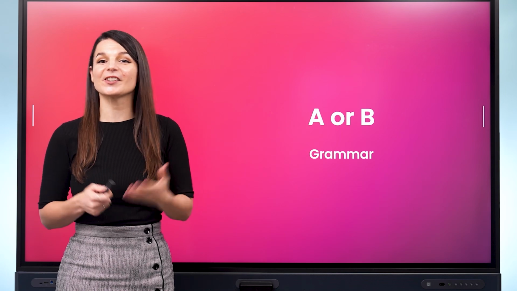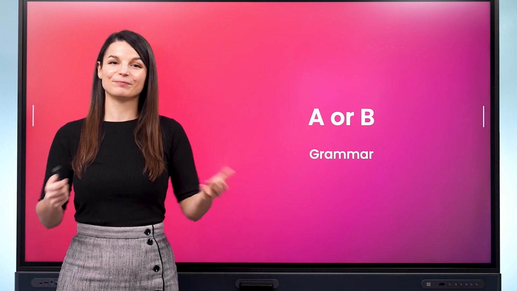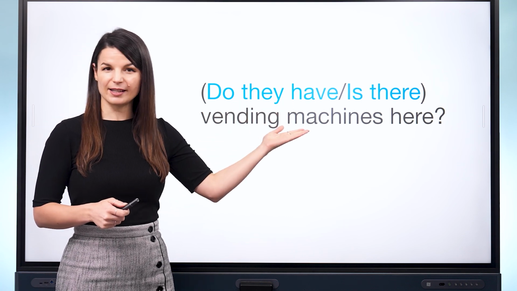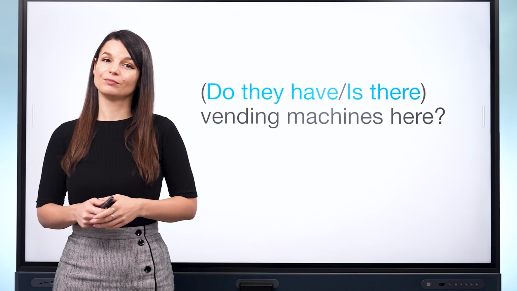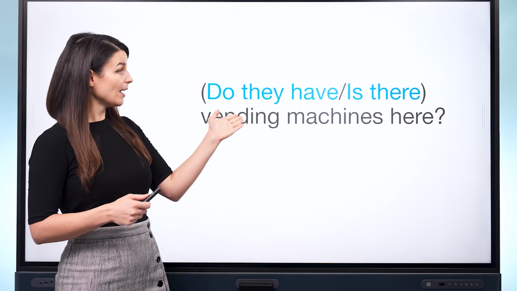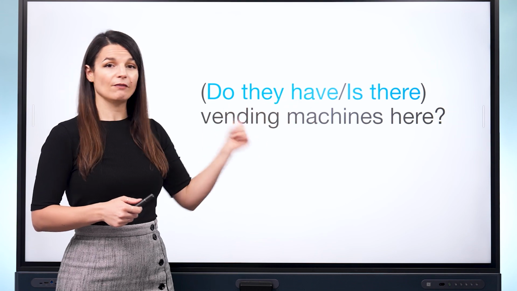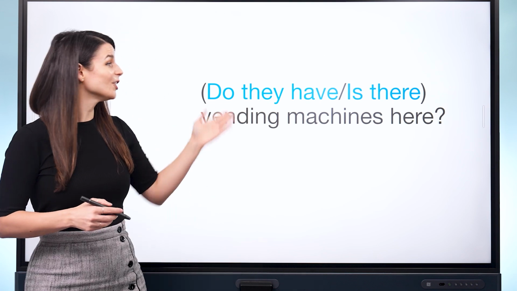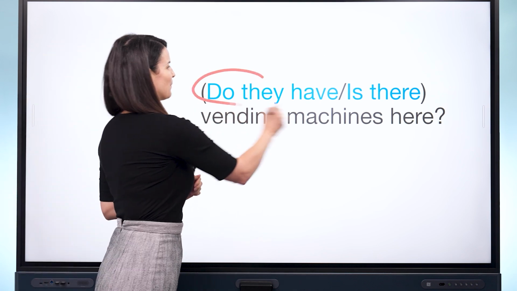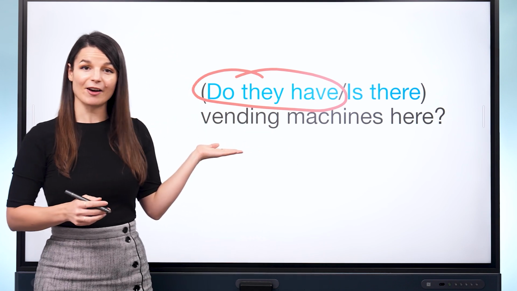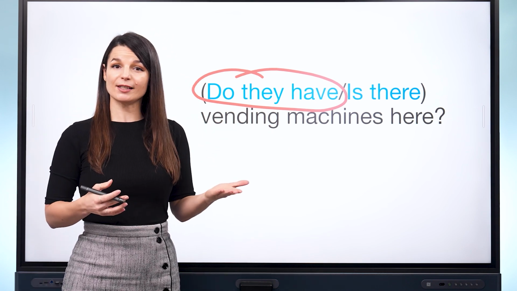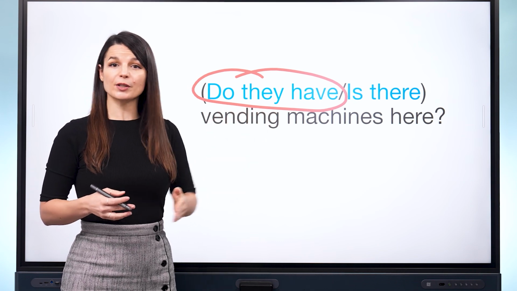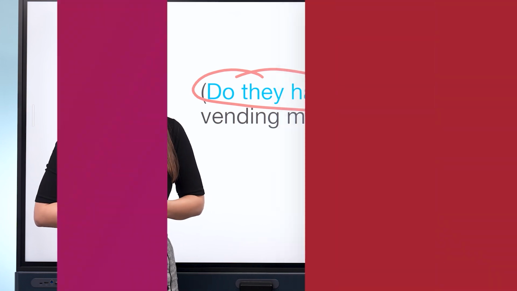Choose the best answer to complete the sentence. Ready? Do they have, or is there, vending machines here? Do they have? Do they have vending machines here? Do they have is used here because it is grammatically correct.